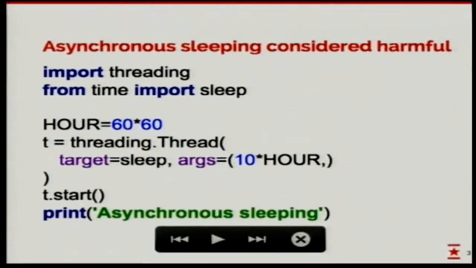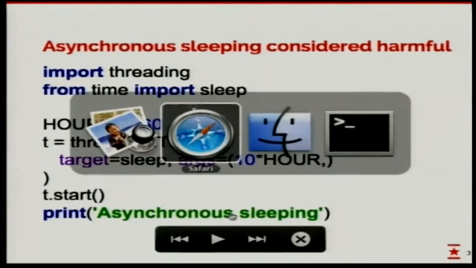but then you shouldn't cheat. Yeah, I have a live demo for this.